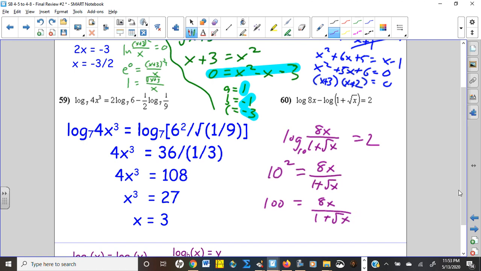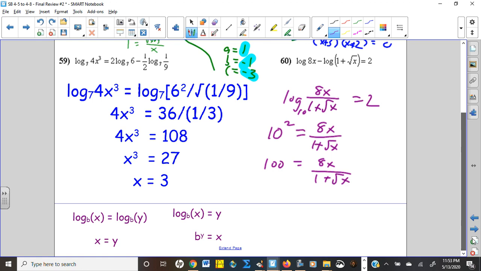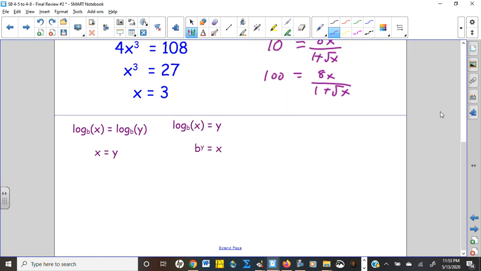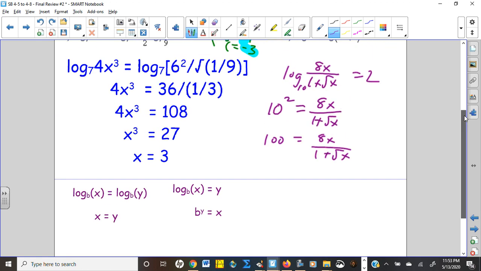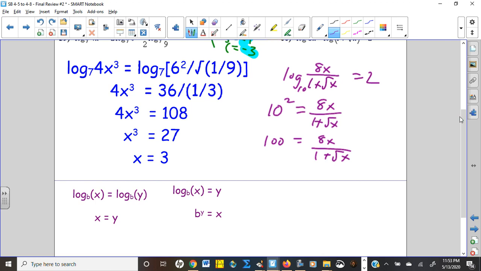That part of it really wasn't bad, I hope you agree. This doesn't look promising from this point on. It looks like it's going to be a pain, and probably it's going to have to end with a graphing calculator at some point. I could show you how to clean it up a little bit. Maybe multiply here by 1 plus root x.